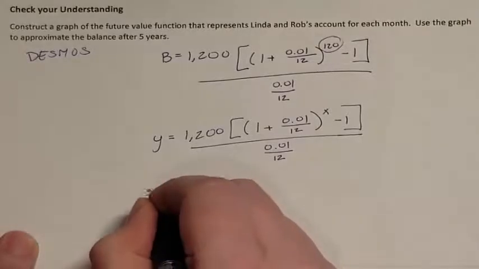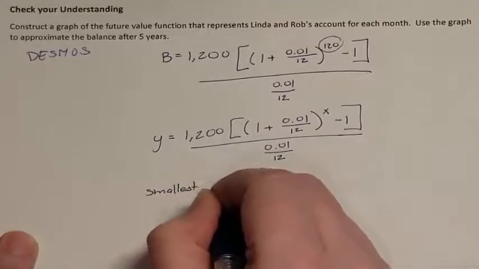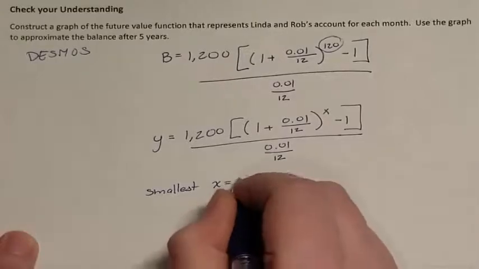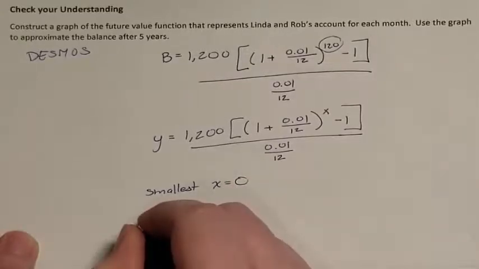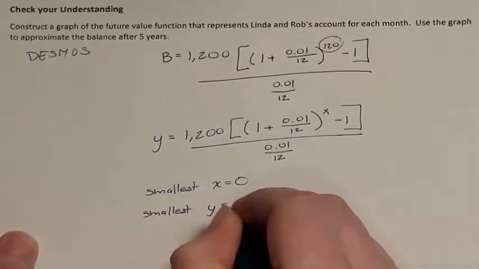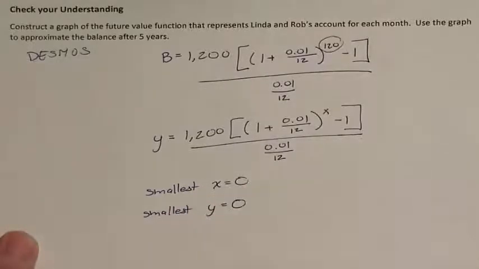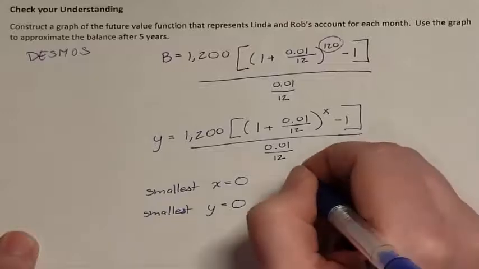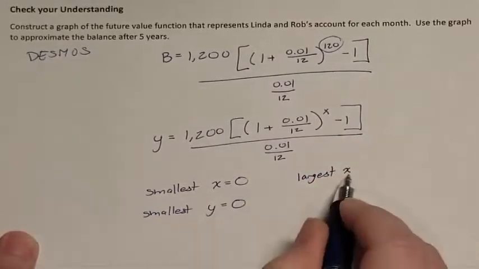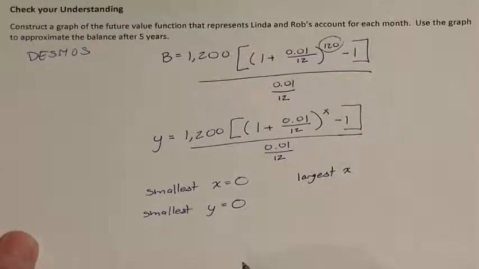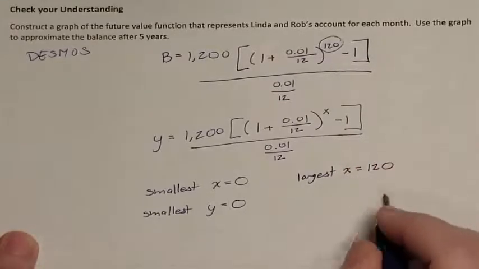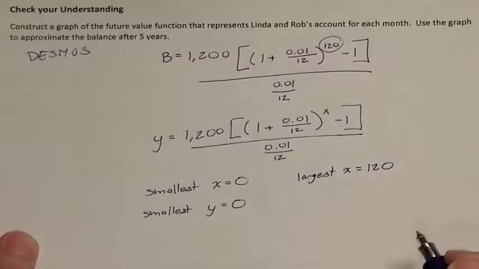So we know that our smallest x value, x is how many times you actually put in a deposit. If I don't put in any deposits, that means I don't have any money. So my smallest x will correspond with my smallest y value of 0. I also need a largest. So I know my largest x, this is how many times we're depositing. They were originally doing 10 years. So my largest x is going to be 120 because that's how many deposits we did.